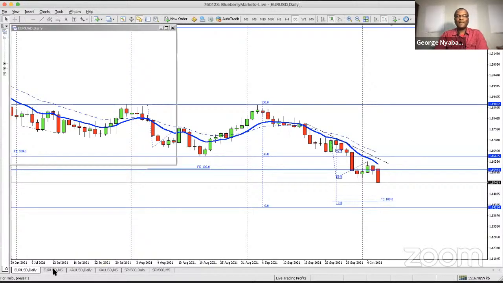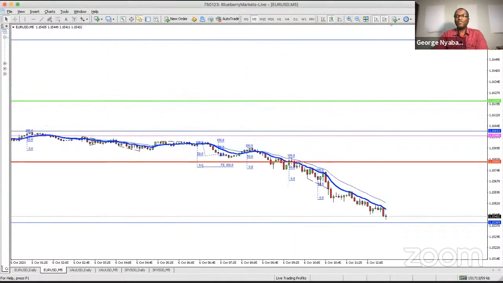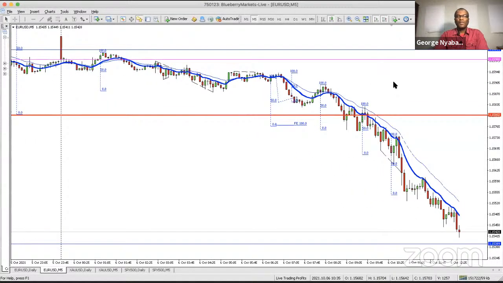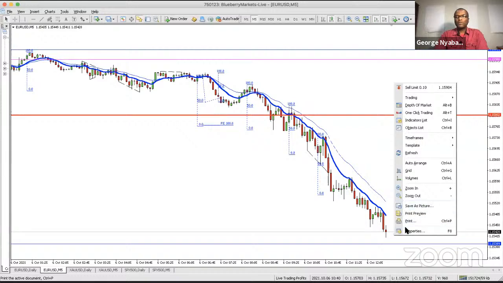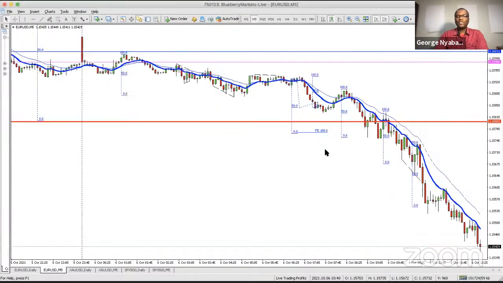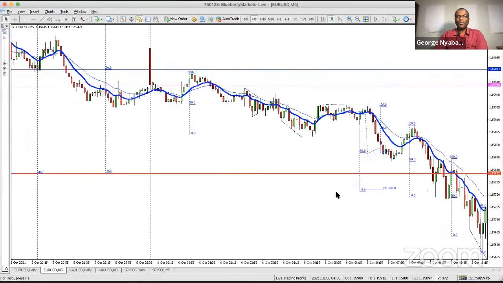So we're gonna just open up the euro a bit. Then I'll also look at gold and S&P 500. So this is today's trading. Now I've just found today quite fascinating, and I'll explain to you why. Let's just have a look at it from the Asian session. So depending when you came into the market, let's have a look at what's happening.